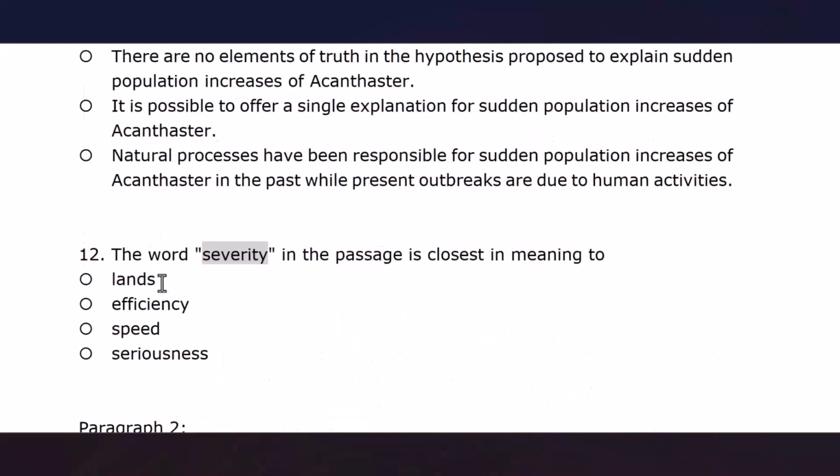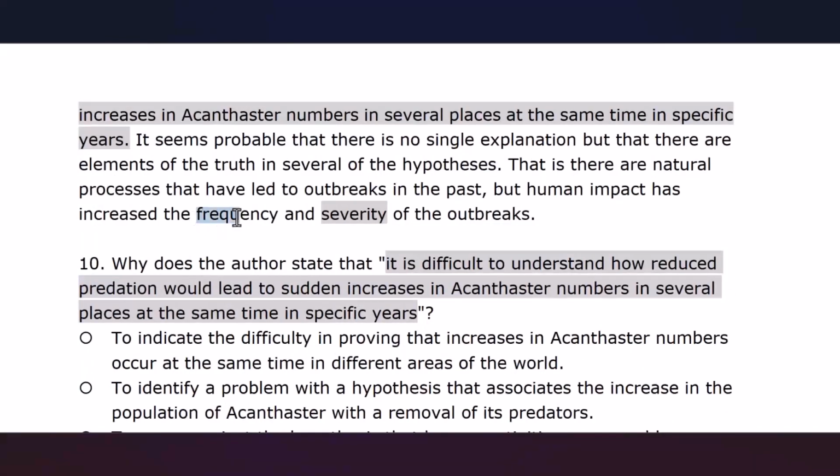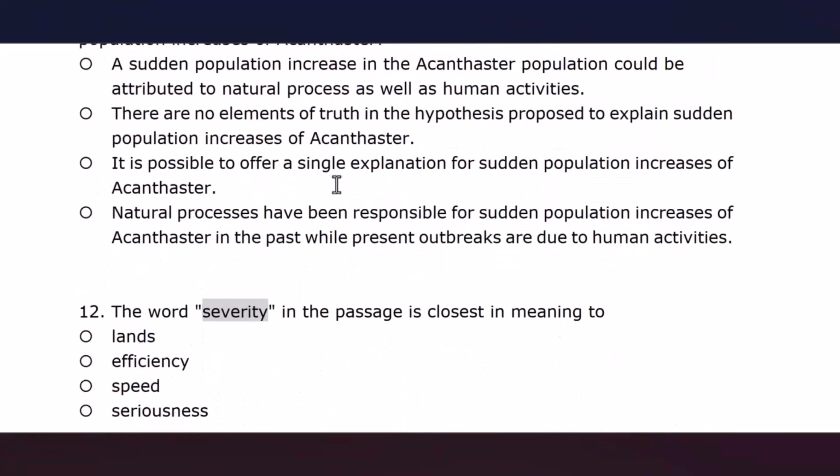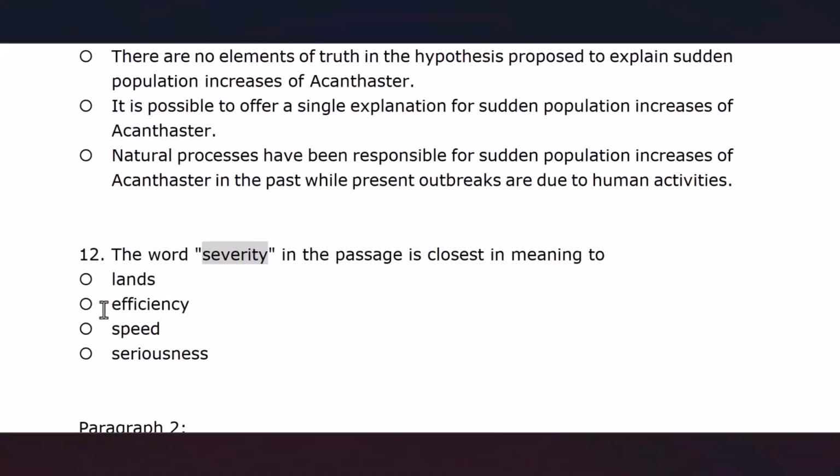So the first option, land, is rejected because the nature of land is wholly different as a quality from the nature of frequency, which is an abstract concept, unlike land, which is more physical. But as for the other three options, I can say that they are of the same nature in terms of quality that frequency is. So if you don't know the real meaning of severity, you may choose one of them mistakenly. For example, you may choose efficiency or speed, while the real meaning of severity is seriousness.